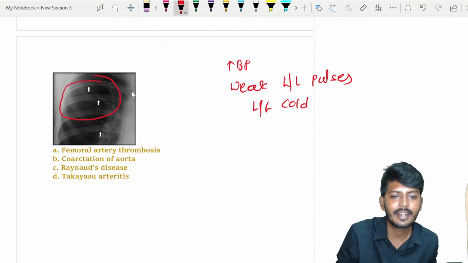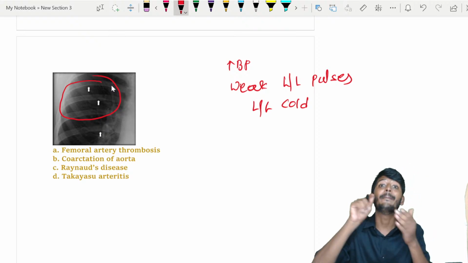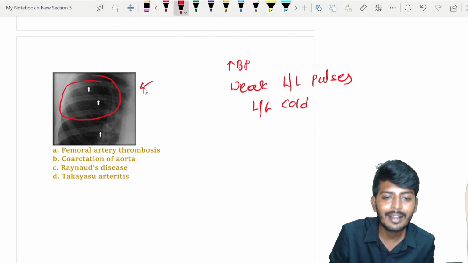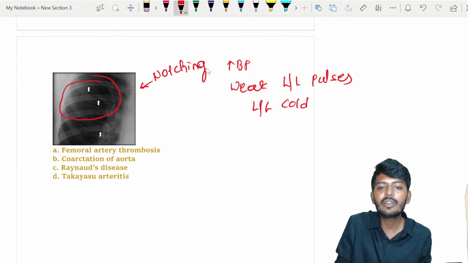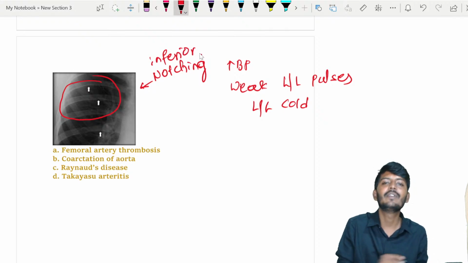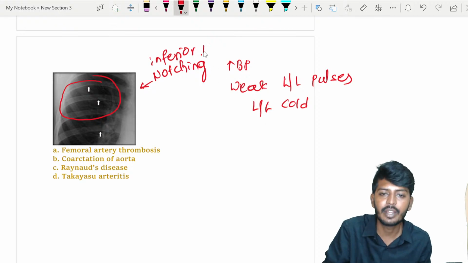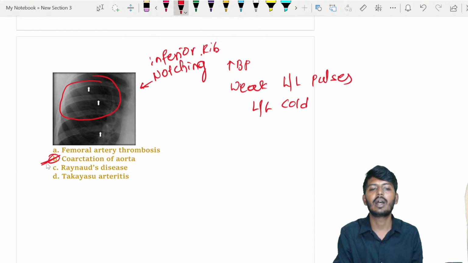And here in the chest X-ray, we can find small ulcer-like changes below the rib. If there are ulcer-like changes below the rib, this is called notching of the rib. And which notching can they ask? That is inferior rib notching. You people are absolutely correct. The answer is coarctation of aorta.